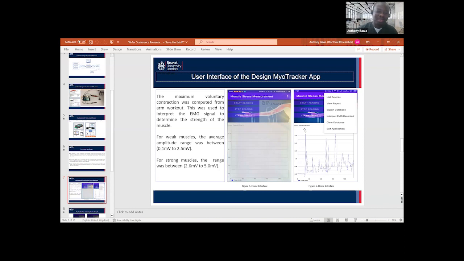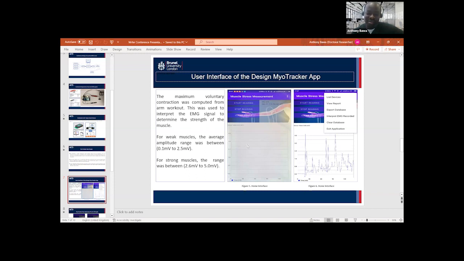Now we set parameters. One of the novelties that we are introducing is that we introduced some parameters to see how we can determine the muscle strength. I mentioned the mean absolute value, the maximum voltage contraction, and the mean frequency that we use. For weak muscle signals, we set the average amplitude between 0.1 millivolts and 2.5 millivolts. For strong, we set the parameters from 2.6 millivolts to 5 millivolts.